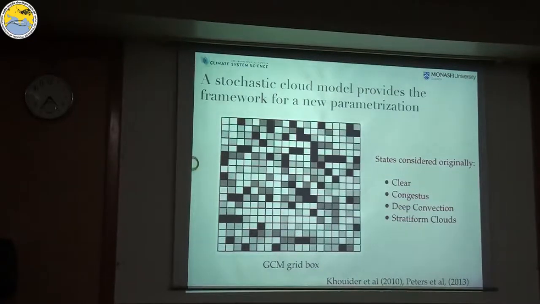Then what this toy model does, it predicts the state of each of these little boxes. And in their model, there's 4 allowable states. A box can be clear. A box can have congestus clouds in it, it has deep convection in it, or it has stratiform clouds in it. Okay, so that's the basic premise of the model.